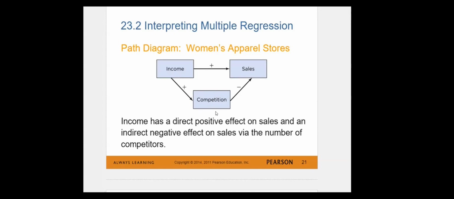And you remember that competition and sales by themselves alone don't have a significant association. But when income is involved, you can see that through income we have more competition, and more competition creates less sales. You can see that income has a direct positive effect on sales and an indirect negative effect on sales via the number of competitors.